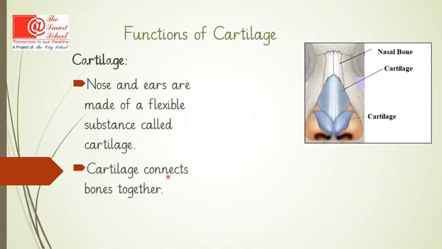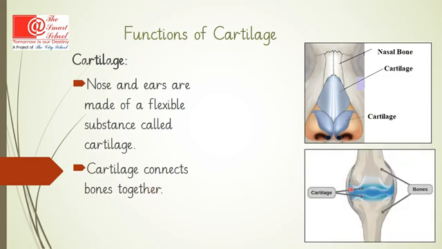Cartilage connects the bones together. See here, two bones are being connected, and in between these two bones you can see the presence of cartilage. And what cartilage does is that it prevents bone damage. When bones connect each other, if there is no cartilage, they will undergo abrasion. That means they will be damaged, and this is prevented with the help of cartilage.